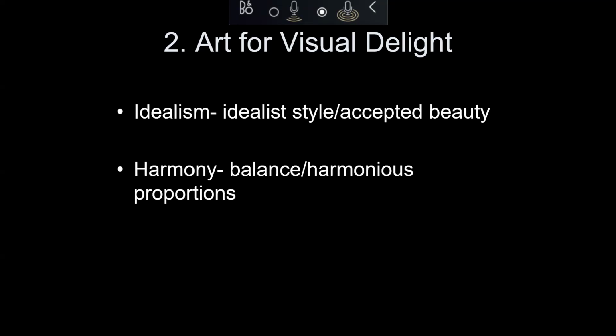A bowl of fruit looks like a bowl of fruit, and you're okay with it looking like a bowl of fruit, right? Also, harmony. So when we're talking about harmony, we're talking about things that have balance, that have harmonious proportions. Okay, for some reason they make us enjoy what it is we're looking at and this notion of beauty. And we're going to come back to that in just a moment.